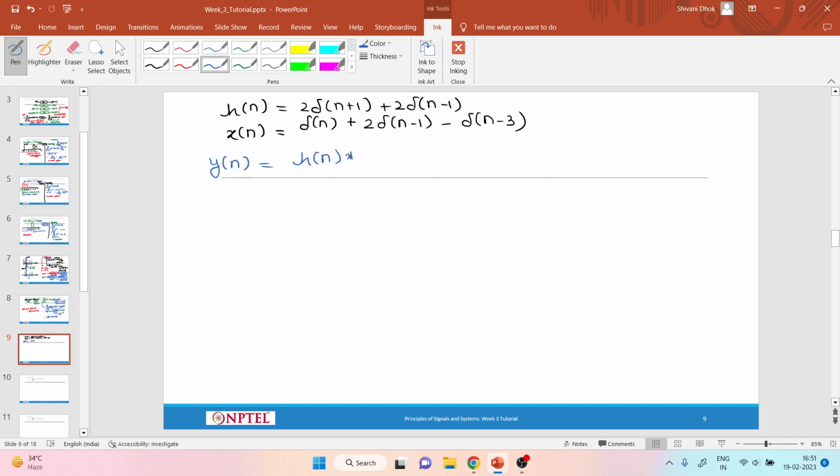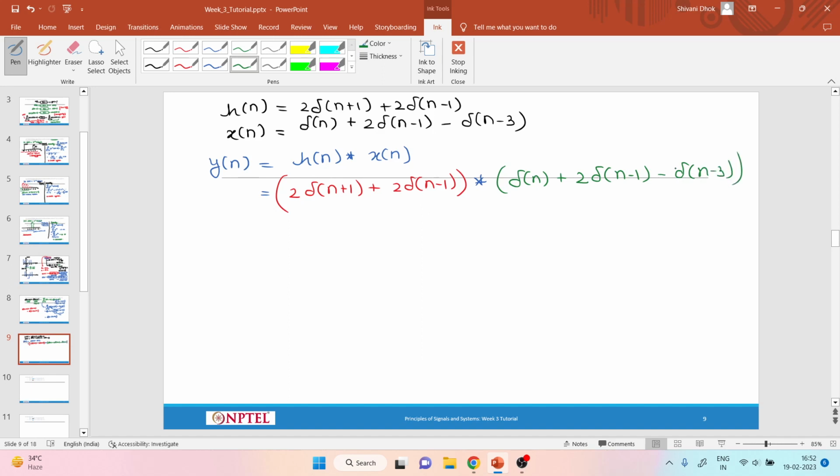So now let us try to find out y of n, which is equal to h of n convolved with x of n. So this I can write as 2 times delta n plus 1 plus 2 times delta n minus 1 convolved with delta n plus 2 times delta n minus 1 minus delta of n minus 3.